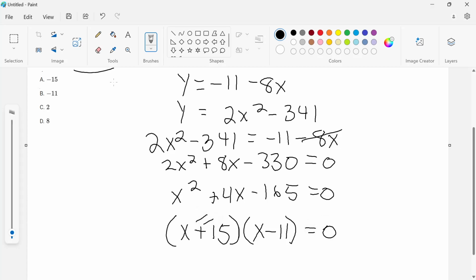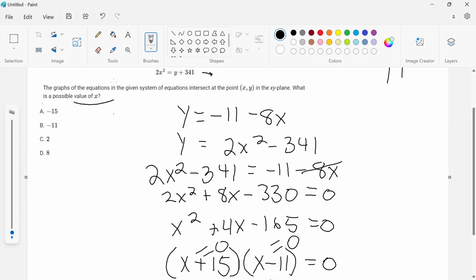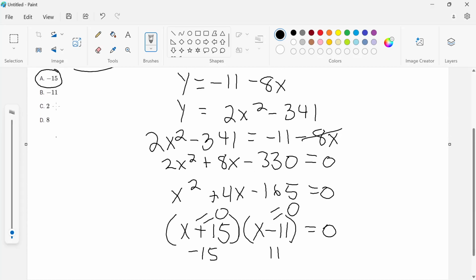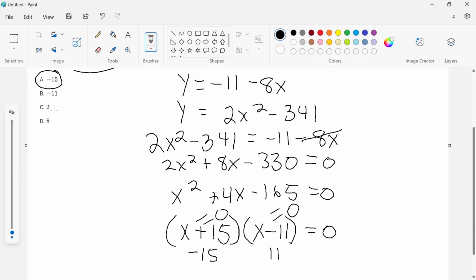And then I use the zero product rule, set each one of those factors equal to 0. x plus 15 equals 0. I subtract 15 from both sides. x is negative 15. x minus 11 is 0. Add 11 to both sides. x is equal to 11. So it's either negative 15 or 11. There it is, negative 15. So either way, Desmos, I think on this one, is faster, but certainly I can get it just by setting them equal to each other and factoring.